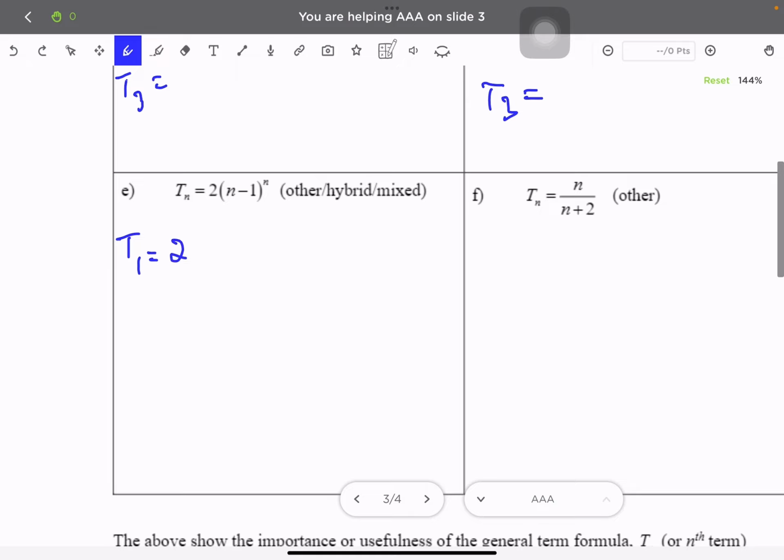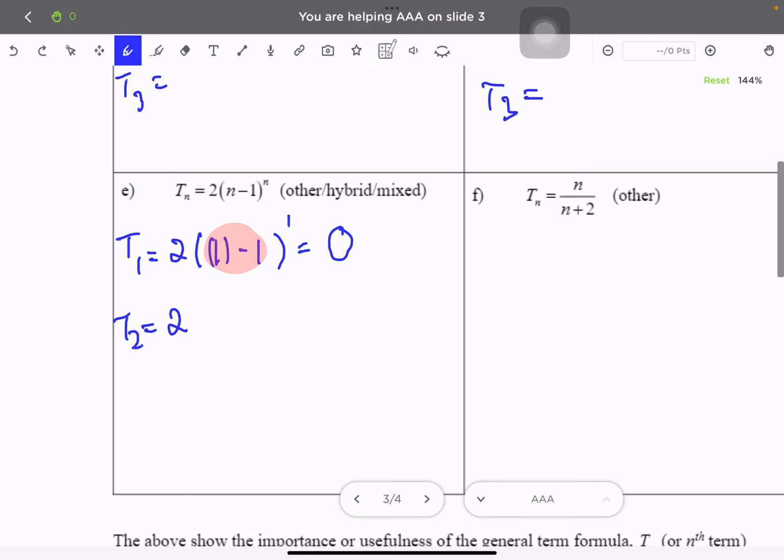So 2 bracket, the n is substituted as 1 now. So I substitute 1 inside, bracket minus, the power of 1. So inside I see is 1 minus 1, which gives me 0. 0 multiplied by 2 will give you 0. I will do term number 2 for you. I want you to do term number 3 yourself.